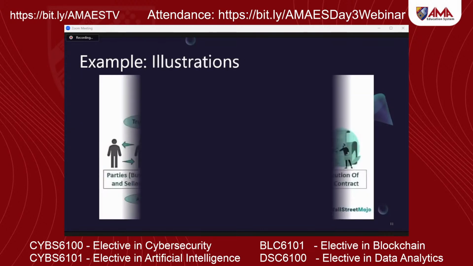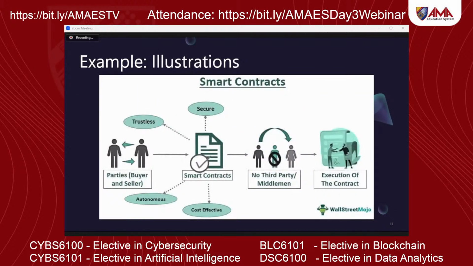Okay, another illustration of smart contracts. Okay, like this, and kayong dalawa. Okay. And so, yung smart contracts nyo, it's secured, autonomous, cost-effective, and trustless. Then no third party na kailangan, diretso na kagad dito sa execution of the contract. Okay?